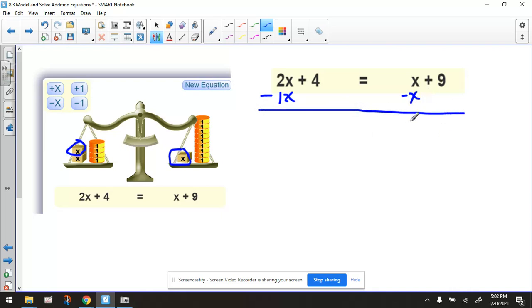Well, over here we were left with nothing, right? That's gone. So we were left with the 9. And over here we were left with this x. 1x is the same as x.